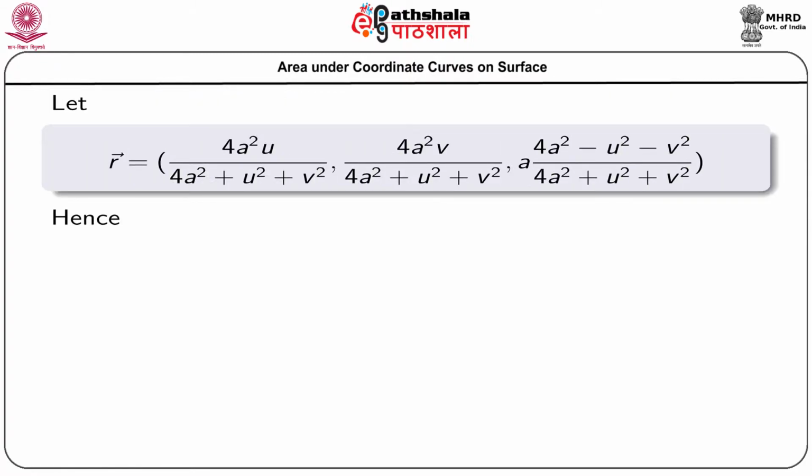In vector form, we can express the equation in this form: r equals 4a square u by 4a square plus u square plus v square, 4a square v by 4a square plus u square plus v square, and a into 4a square minus u square minus v square by 4a square plus u square plus v square. So, we are writing the equation in vector form.